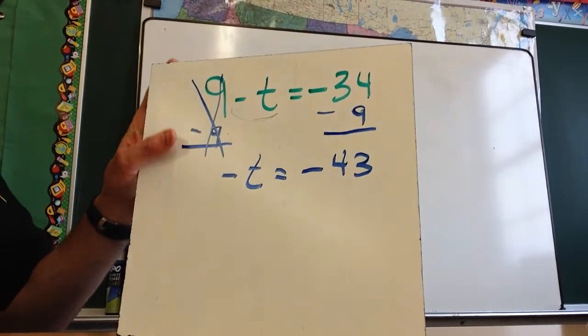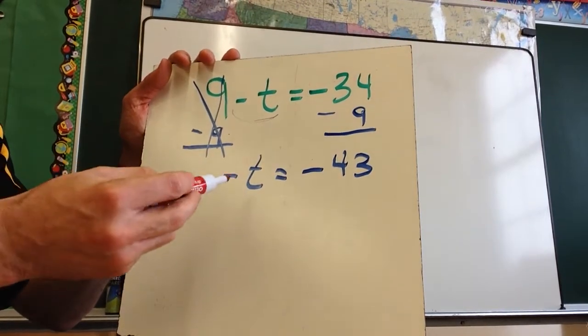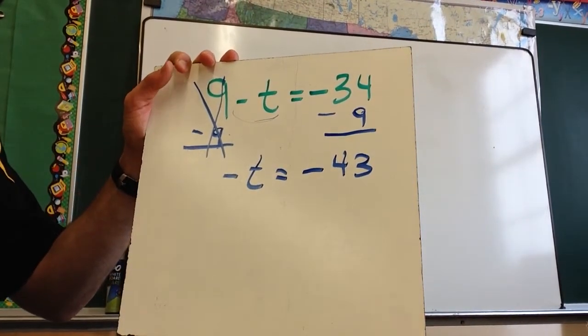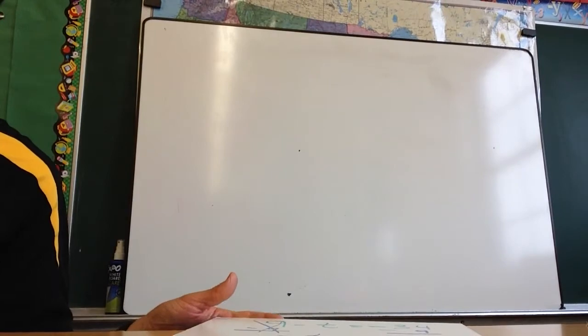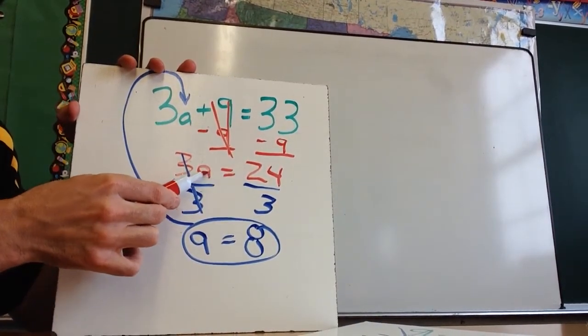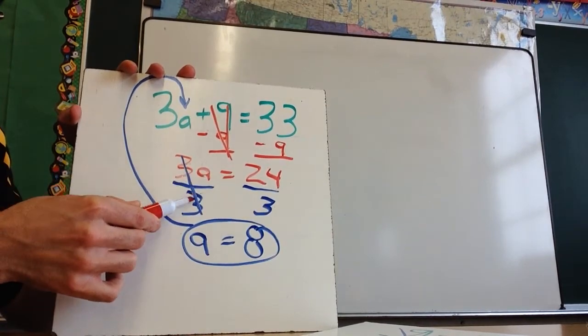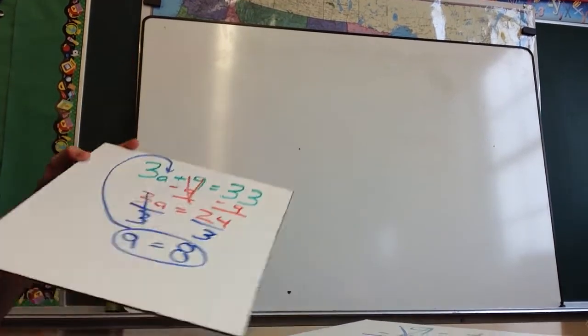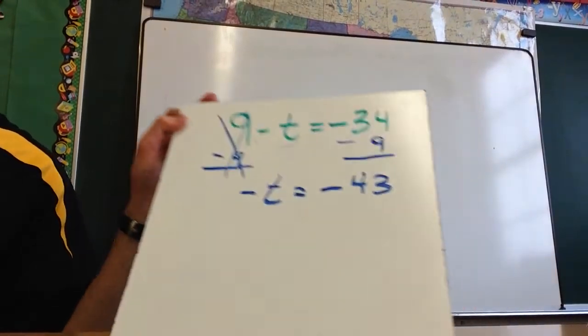I want positive t. So to figure out what positive t equals, I need to take the number that's in front of the t and divide it to both sides, very similar to what I did on this problem. In this problem I took 3 because there was a 3 in front of the a, that was the coefficient. I divided this number to both sides and ended up with the solution. Well, that's what I want to do here.